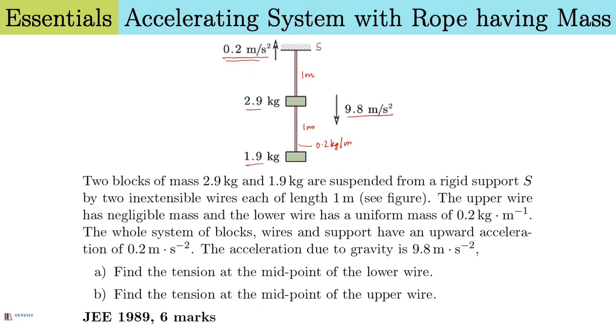Part A, find the tension at the midpoint of the lower wire, and part B, find the tension at the midpoint of the upper wire. I suggest you pause the video and try to do it on your own. This is a very straightforward question which should be doable by most students. The only non-standard part is the string with mass, rather the wire with mass, but even that isn't difficult. Do try to do this on your own. We now go ahead with the solution.